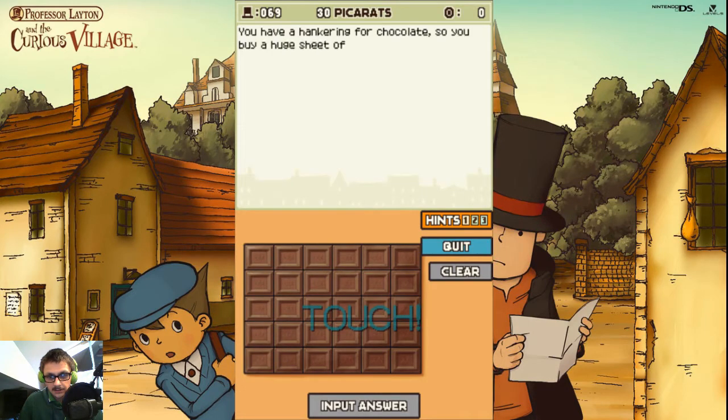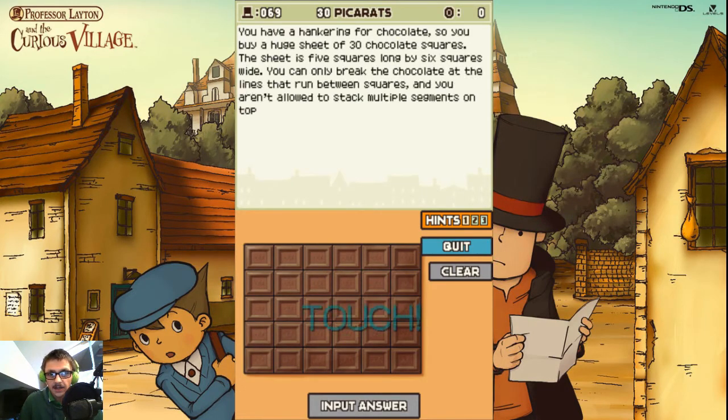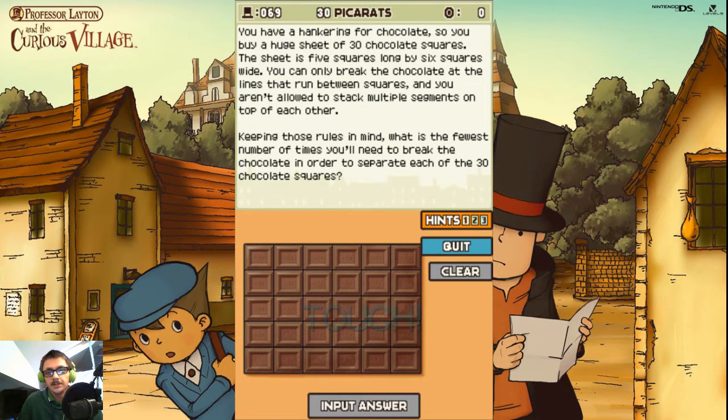Chocolate puzzle. Okay, so makes sense. You have a hankering for chocolate, so you buy a huge sheet of 30 chocolate squares. This sheet is 5 squares long by 6 squares wide. You can only break the chocolate at the lines that run between squares, and you aren't allowed to stack multiple segments on top of each other. Keeping those rules in mind, what is the fewest number of times you'll need to break the chocolate in order to separate each of the 30 chocolate squares?